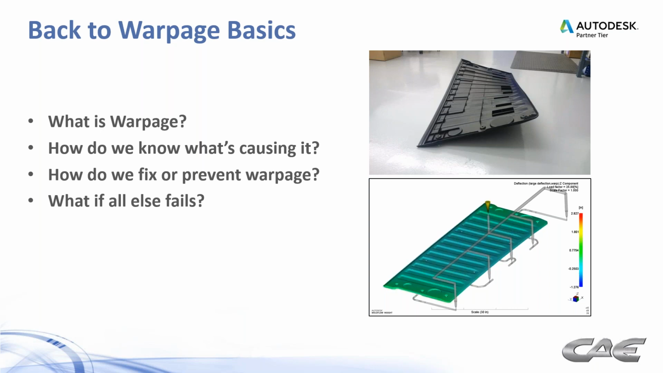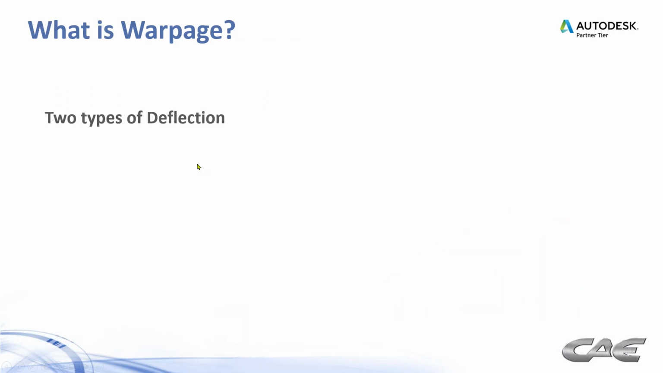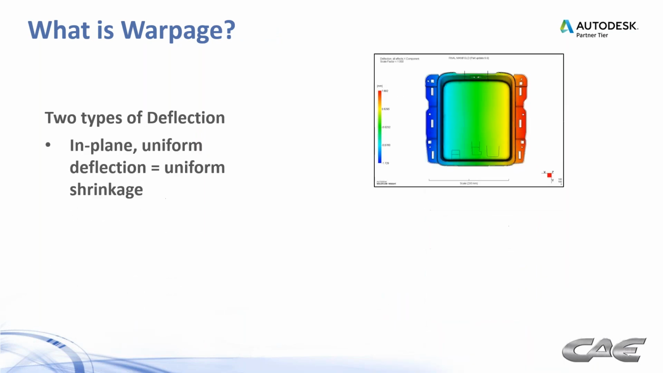And all of those things that we've talked about leading up to now, filling, packing, and cooling, of course, have their place when it comes to determining how much warpage we can expect. Okay, so the first question we want to answer is, what is warpage? There's really two types of deflection.